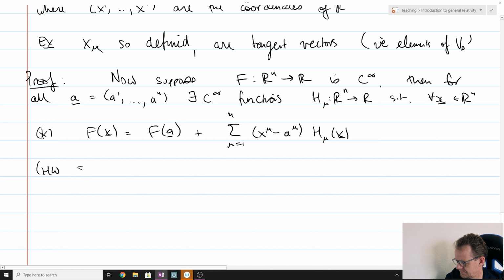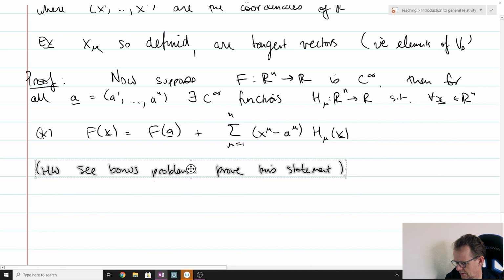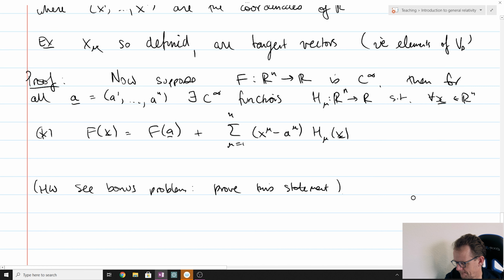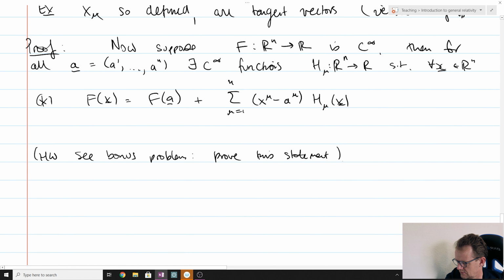So this is a bonus problem for you to prove this statement. There's a variety of ways to prove it. I know of at least two. You could do it by induction on the dimension, or you could use the intermediate value theorem, or the mean value theorem. I believe it's the mean value theorem, but I'd have to look at the proof again.